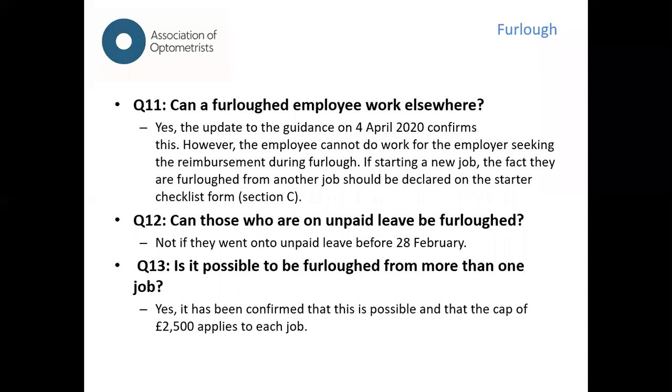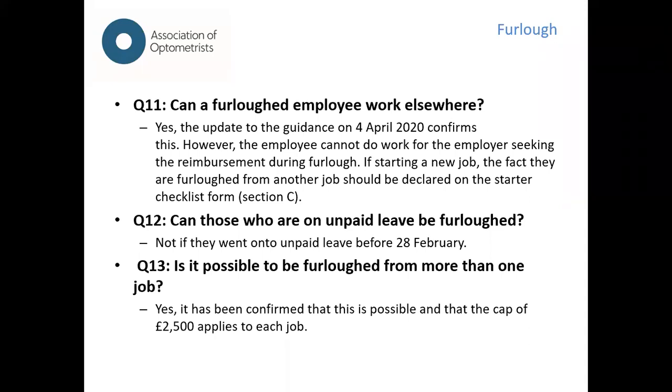Okay, so can a furloughed employee work elsewhere? The update to the guidance on the 4th of April confirms that it is possible to be furloughed from your employer and then start a new job or continue another job that you had at the same time. But, restating the previous advice, the employee can't do any work for the employer that has furloughed them. If the employee is starting a new job, the fact that they are furloughed from another job should be declared on the starter checklist form.